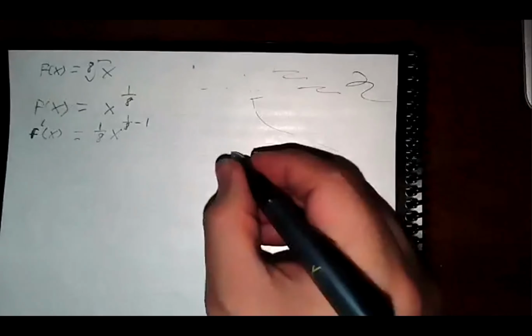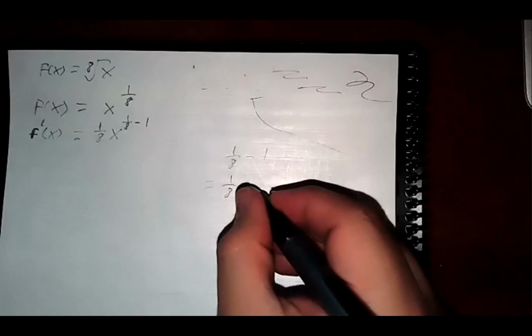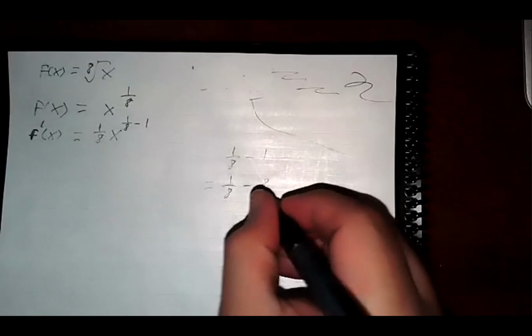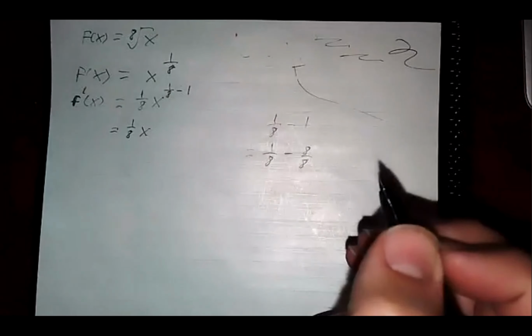So 1/8 minus 1 will be 1/8 minus 8/8. So that is a negative what? 7/8. Yeah, so we'll have 1/8 x to the negative 7/8. That's what you guys said, right? So at that point we've done the derivative.